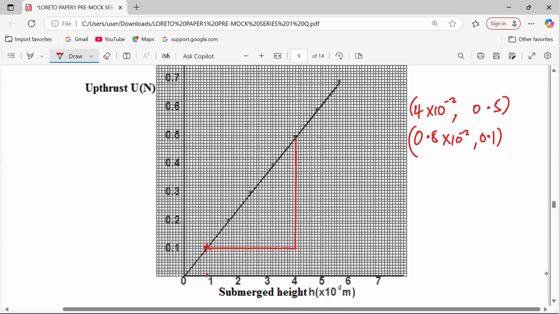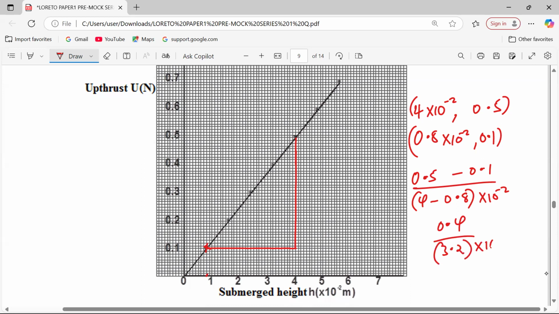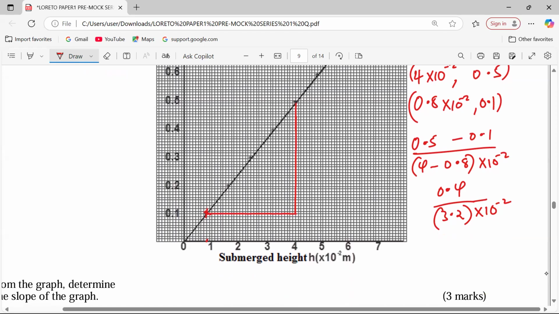If we take 0.5 and subtract 0.1, this should be divided by 4 minus 0.8. Remember that here we have times 10 power negative 2. So 0.4 out of 3.2, and here there is times 10 power negative 2. You must be very careful with interpreting the axis. So 0.4 divided by 3.2, then we divide further by 0.01, that is 10 power negative 2.